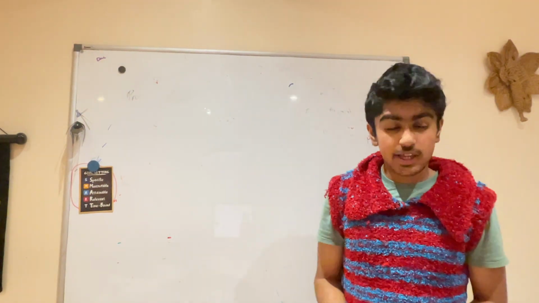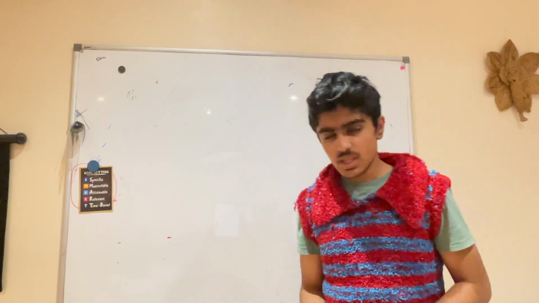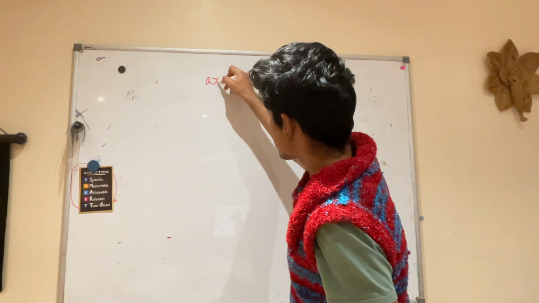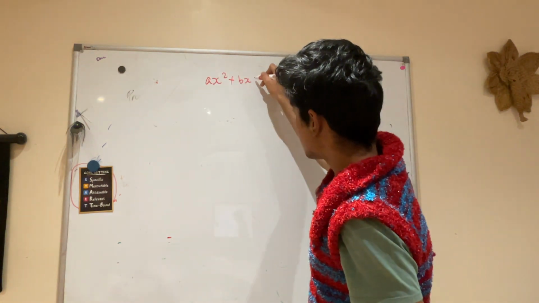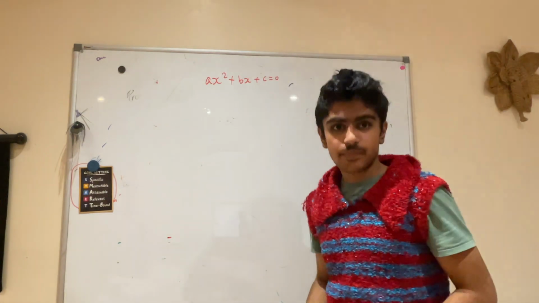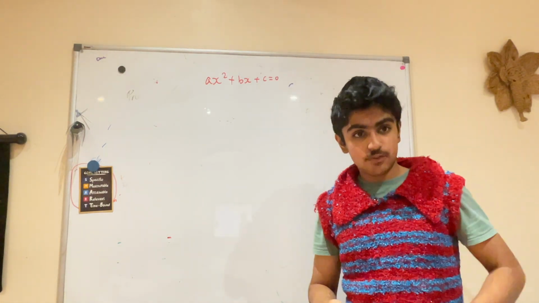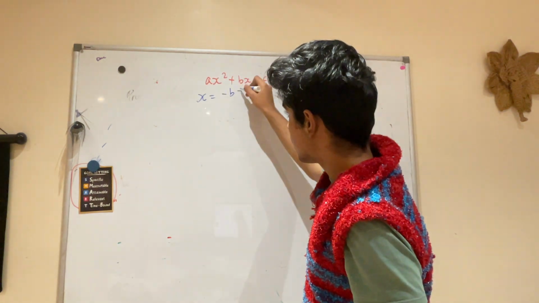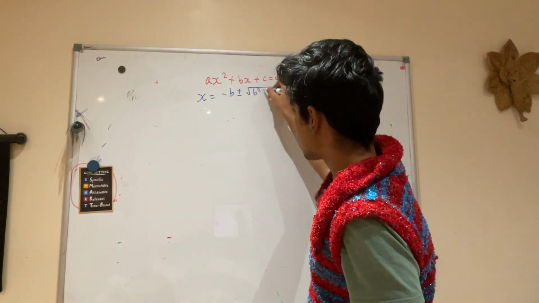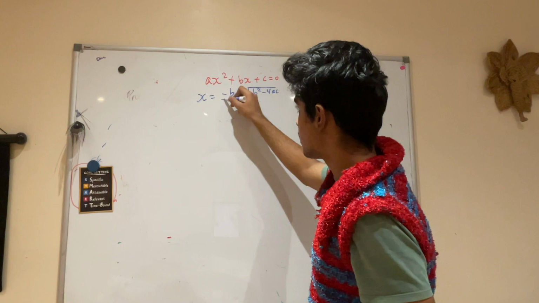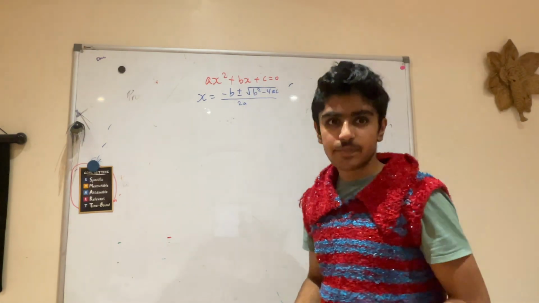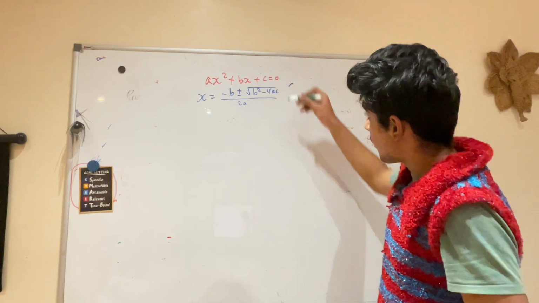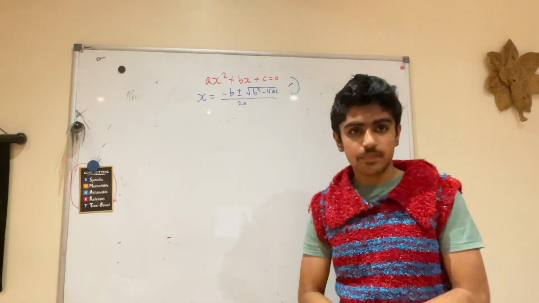In this video, we're going to be looking at how to derive the quadratic formula. Now, all quadratic equations are given in the form ax squared plus bx plus c equals 0. And the quadratic formula is, of course, x equals minus b plus or minus square root of b squared minus 4ac all over 2a. Now, how can we get from there to there?